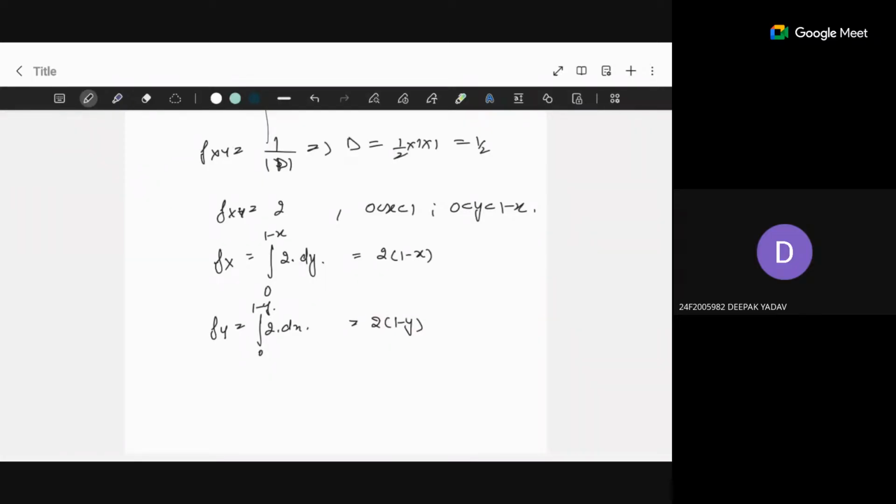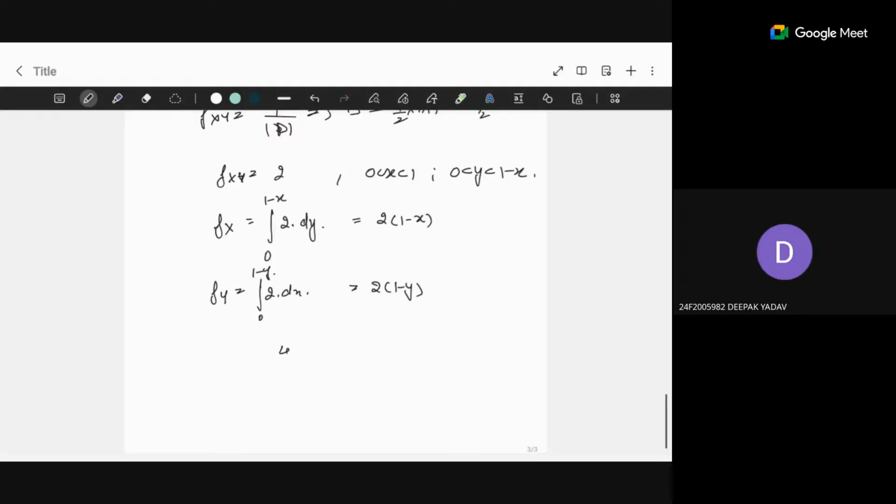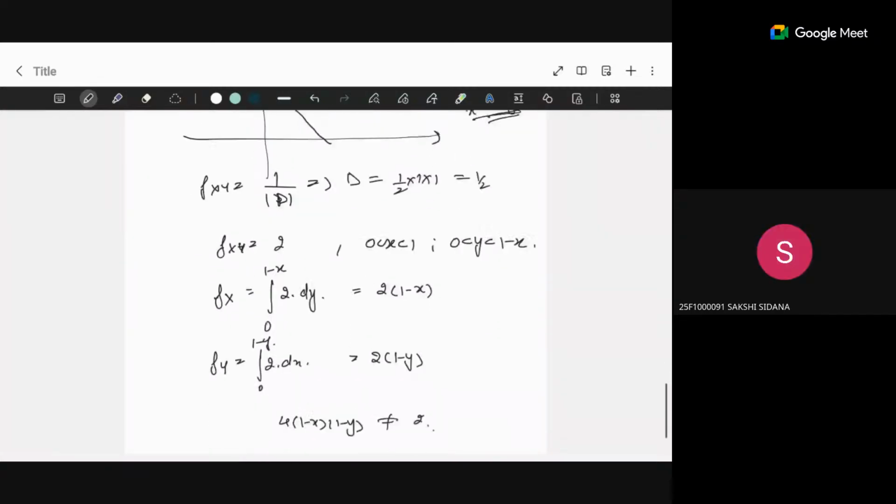Right? Now, this is 1 by 2. So if you multiply, this is 4 into 1 minus x into 1 minus y, which is not equal to 2, correct? Yes or no? Yes, ma'am. So are they independent? No.